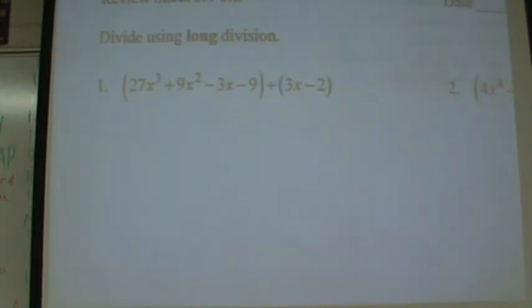Here is the homework for Algebra 2. It's a review worksheet 5.4 to 5.6. We are going to review long division, synthetic division, and finding the real and imaginary roots.